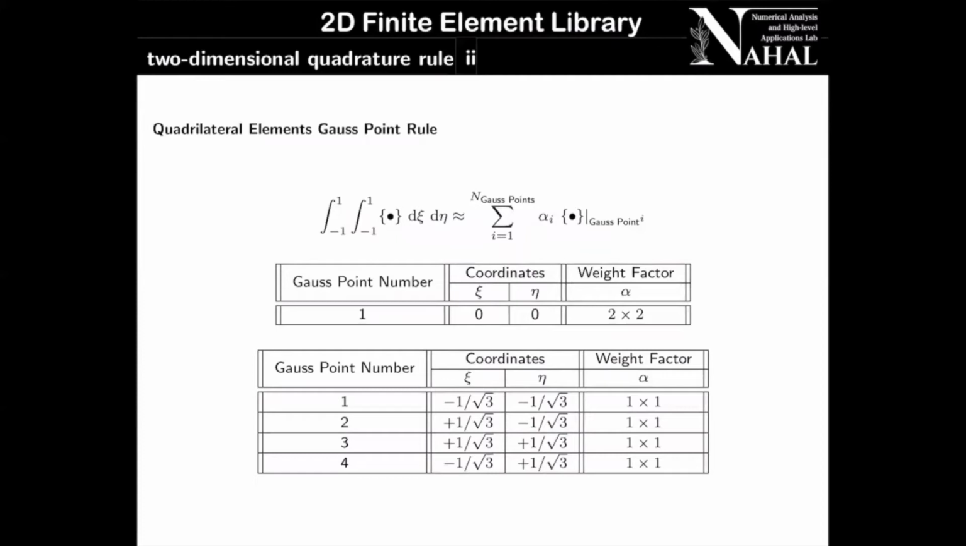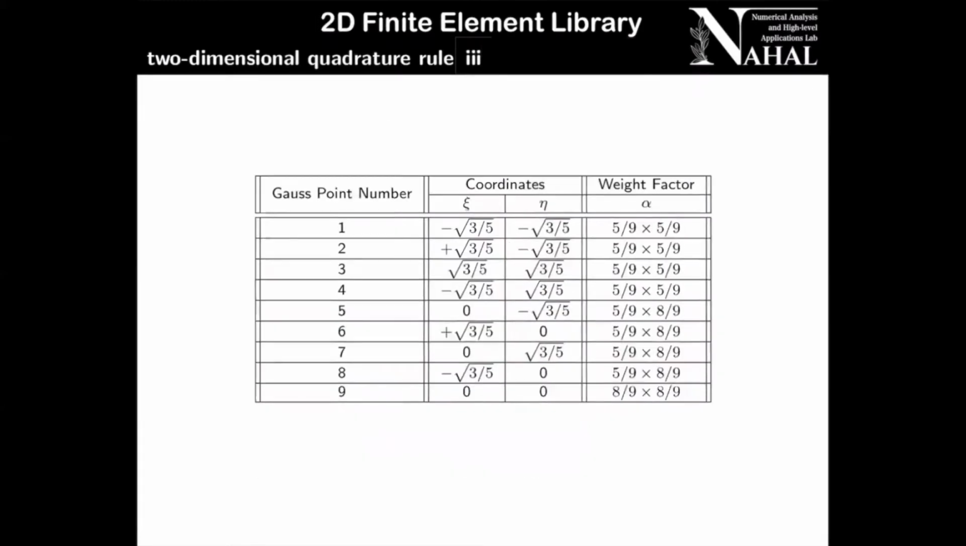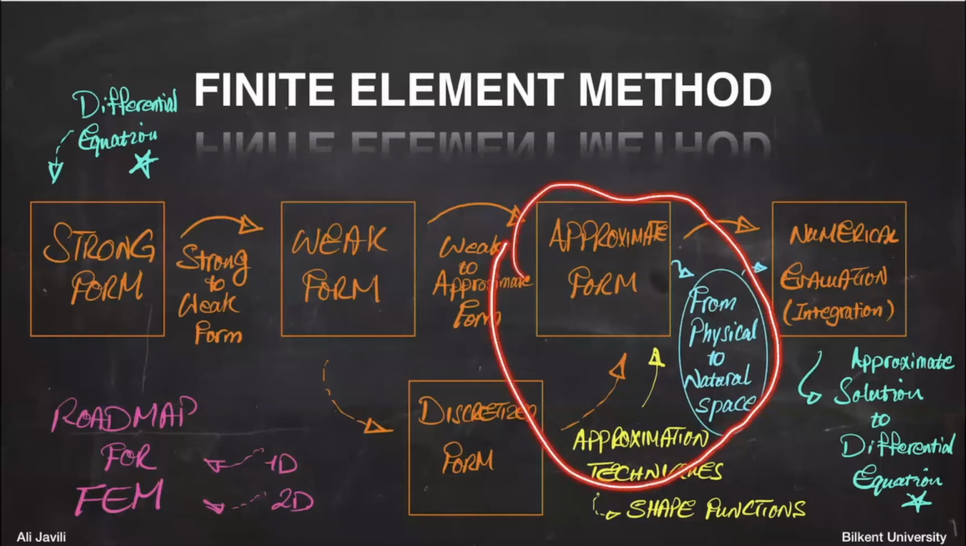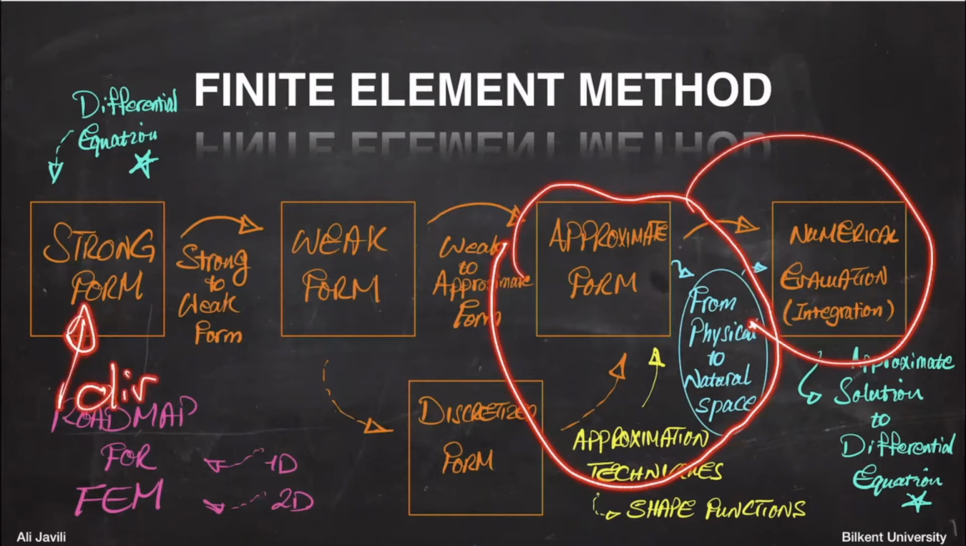Okay, and then we have the same thing for the quadrilateral integration, or integration of the quadrilateral elements. And also we have the Gauss points for that. Okay, again, this roadmap, and possibly the last time that you see this roadmap. Now you know how to do this approximate form. So basically we learned how to do this part. We also know how to do the numerical integration. We know the divergence of stress is your strong form. The only thing we don't know is what is the weak form.